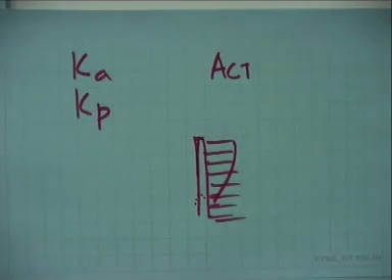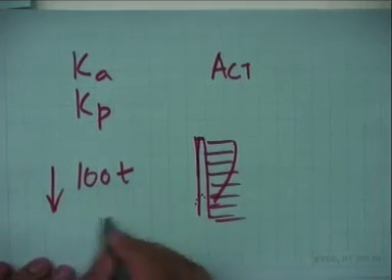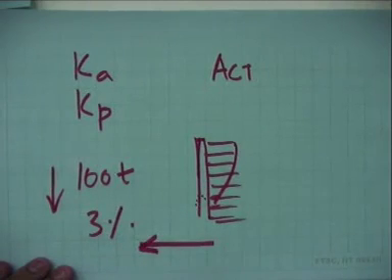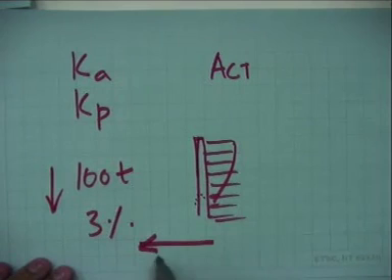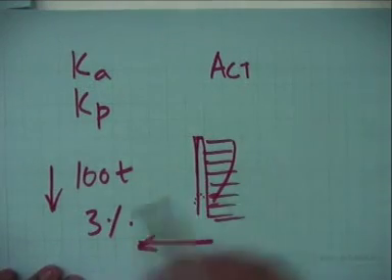For example, if you just see this particular slide, Indian Standard 875 part 3 gives you how to calculate the wind loads. If you are trying to design a formwork at a reasonable height, they say that you have to take 3% of the vertical load as the horizontal load. So, suppose you have calculated 100 ton of vertical load. So, take 3% of that as horizontal load for designing your formwork, if you are not doing a rigorous calculation.